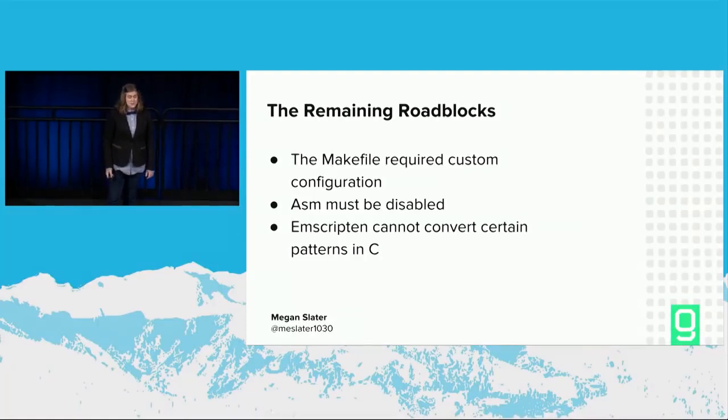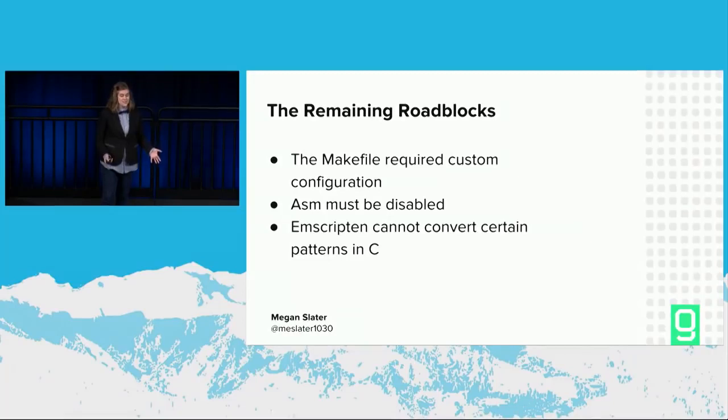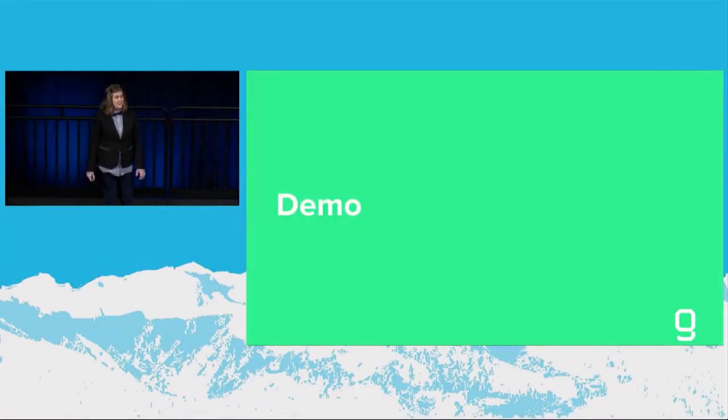Finally, Emscripten won't actually convert every possible combination of things that can be written in C. We had to patch FFmpeg in a couple of places just to get the conversion to work at all. In the end, however, we did prevail, so let's take a look at a demo.